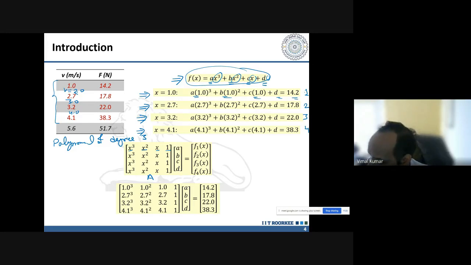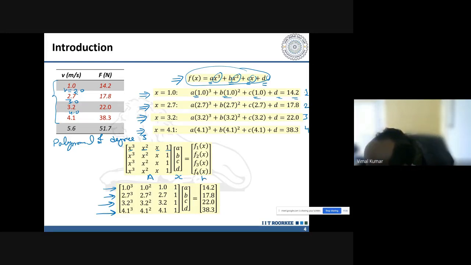So let's say these x cube, x square, x, and all are known to me, because I am putting x values here: 1, 2.7, 3.2, and 4.1. In each row, it is shown here already: 1 in the first row, 1 in the second row, 2.7 in the third row, 3.2 cube in the fourth row, 4.1 cube. Let's say these all are my solution vectors A, B, C, D, which I am determining so that I can complete my polynomial equation.